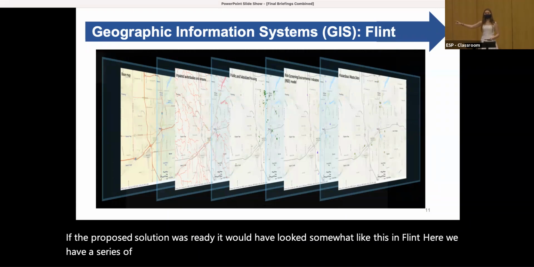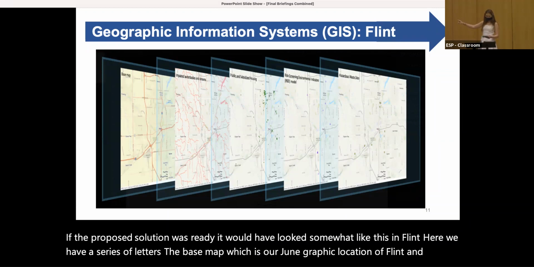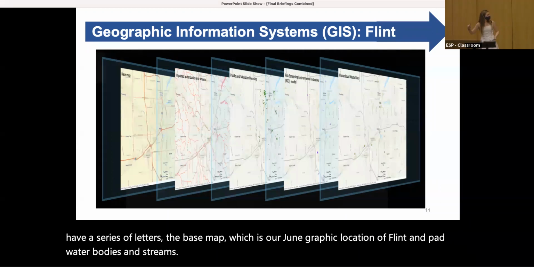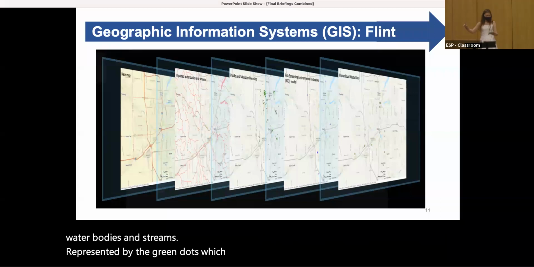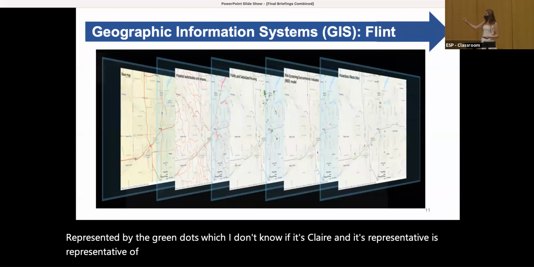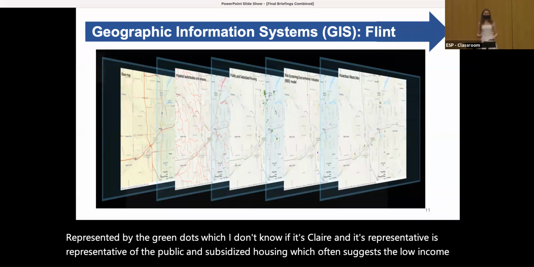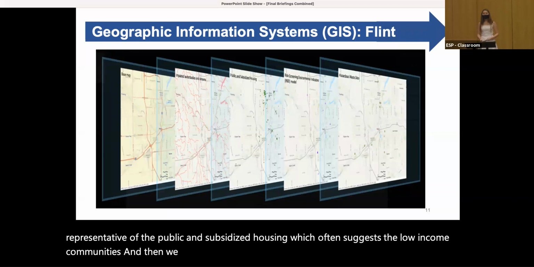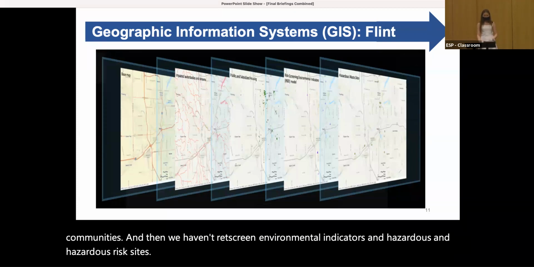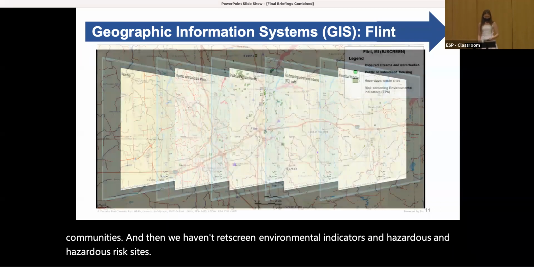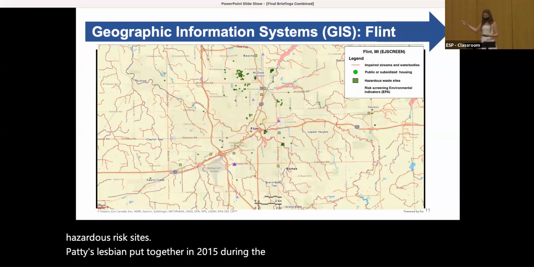The base map, which is our geographic location of Flint, impaired water bodies and streams, represented by the green dots, which I don't know if it's clear, is representative of the public and subsidized housing, which often suggests the low-income communities. And then we have risk screen environmental indicators and hazardous risk sites. Had these layers been brought together in 2015 during the crisis, it would have looked somewhat like this, and it would have served a reactive purpose.